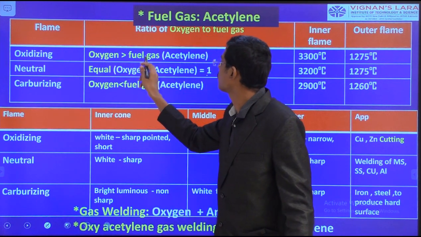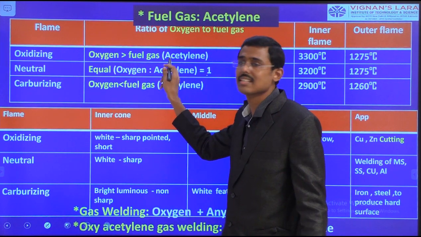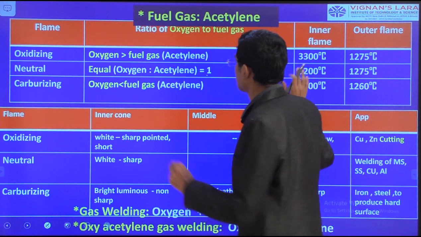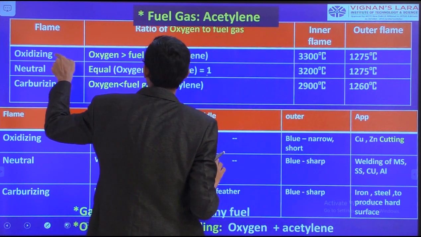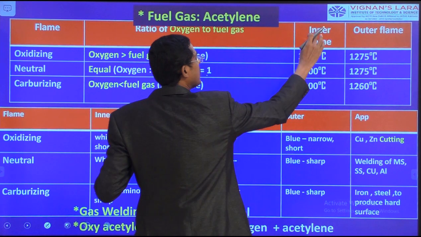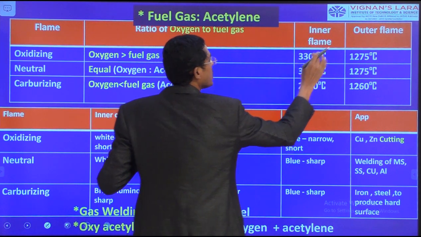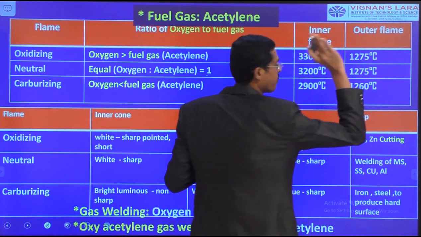Oxygen is greater than the fuel gas, fuel gas being nothing but acetylene. How about the temperature? Here oxidizing is higher, so you should go for cutting. The inner cone is around 3300 degrees centigrade, outer cone around 1275.